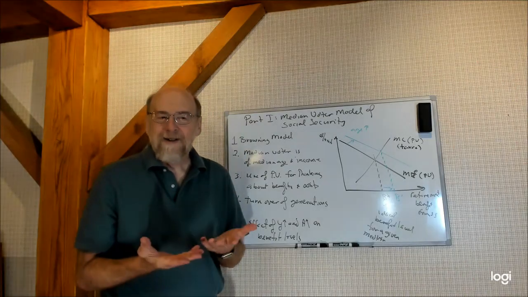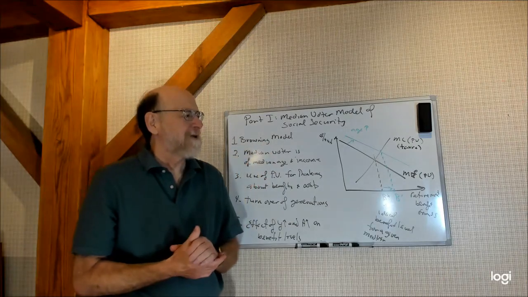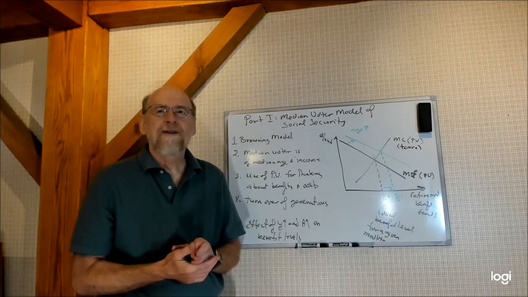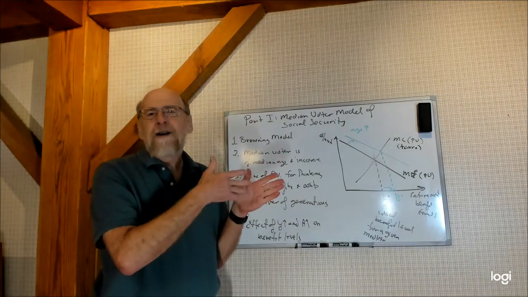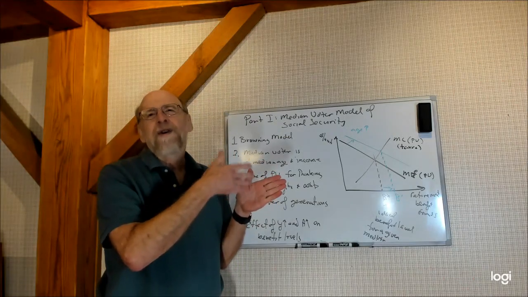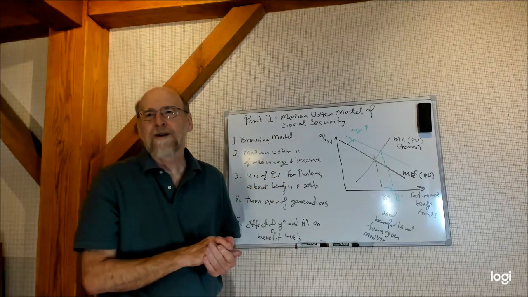That's Browning's median voter model. It turns out that if you use this model to try to track the benefits in the United States, it works quite well. You can account for, say, up through 1980, over 90% of the changes in benefit levels using this median voter type of model.